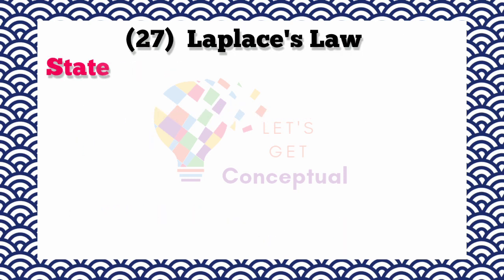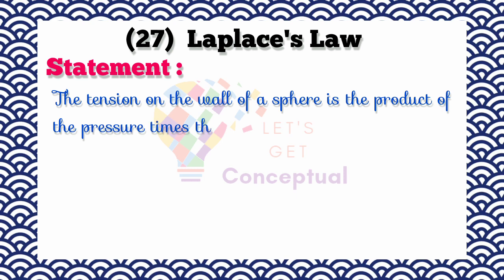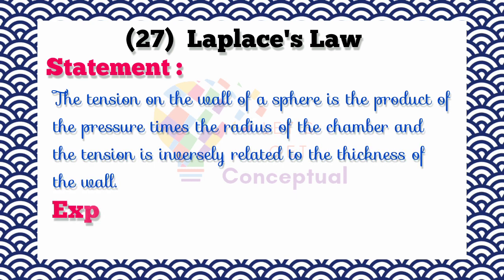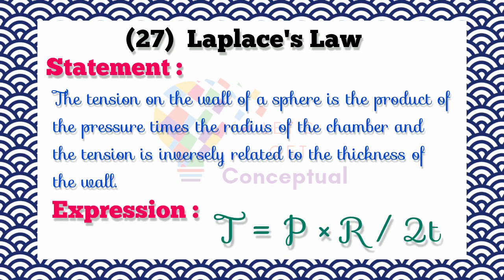Number 27. Laplace's law. Statement. The tension on the wall of a sphere is the product of the pressure times the radius of the chamber, and the tension is inversely proportional to the thickness of the wall. Expression: T equals P cross R divided by 2t.